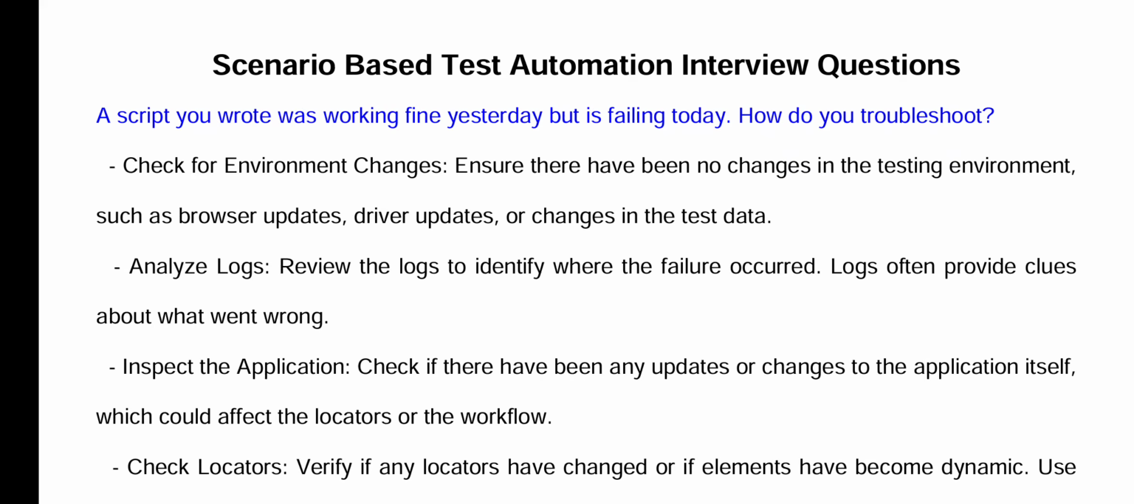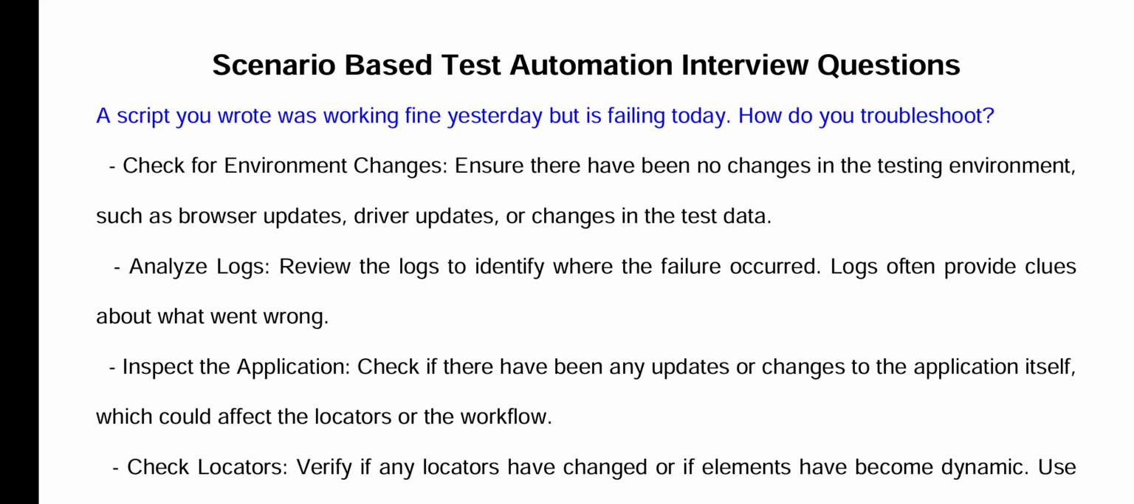The very first question goes like, a script you wrote was working fine yesterday but is failing today. How do you troubleshoot? Okay. So initially we check for the environment changes, we analyze the logs, we inspect the application and we check for the locators and we debug the code using breakpoints. Okay. To identify the point of failure.